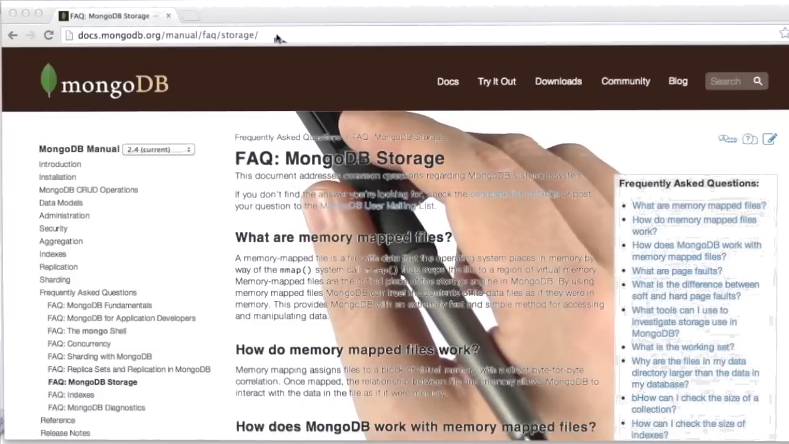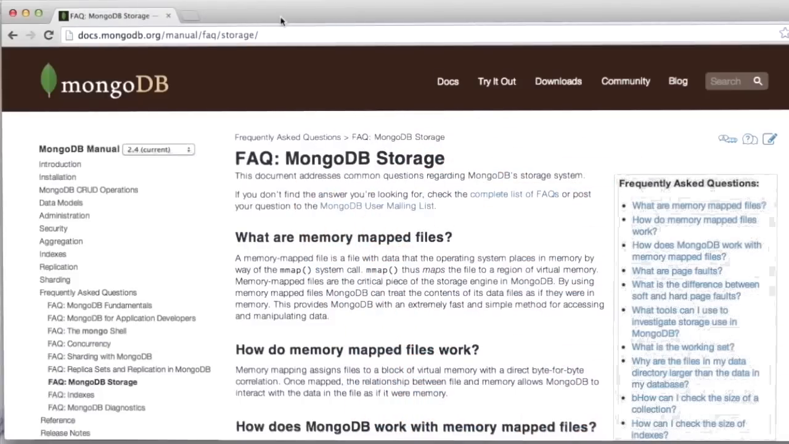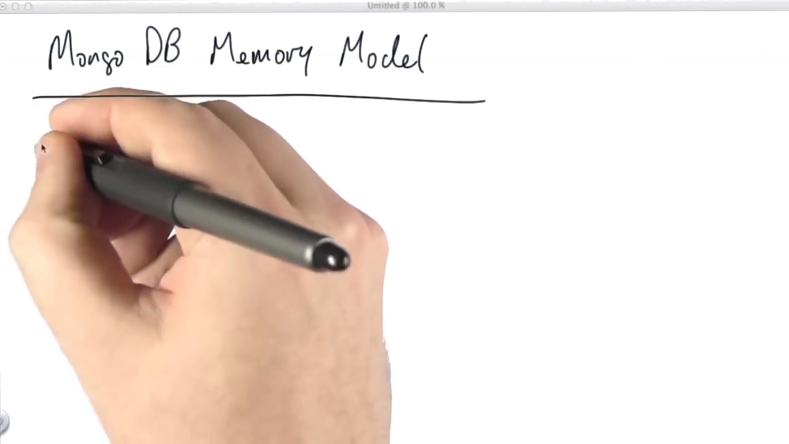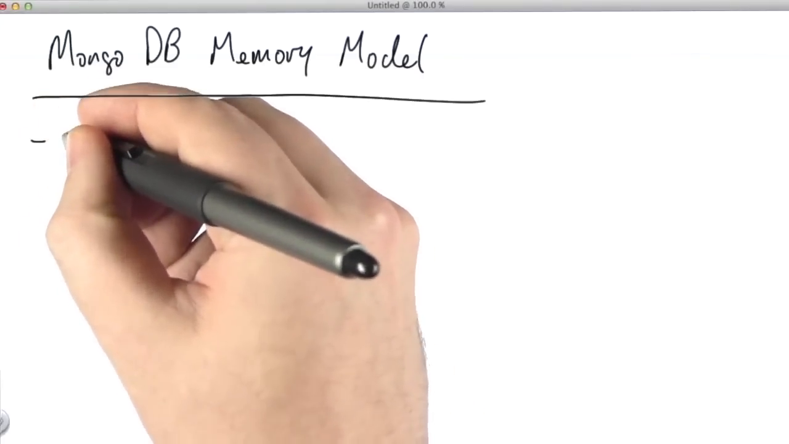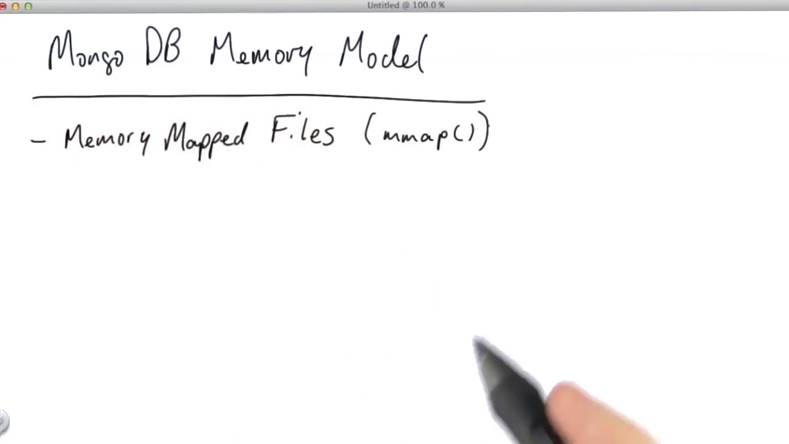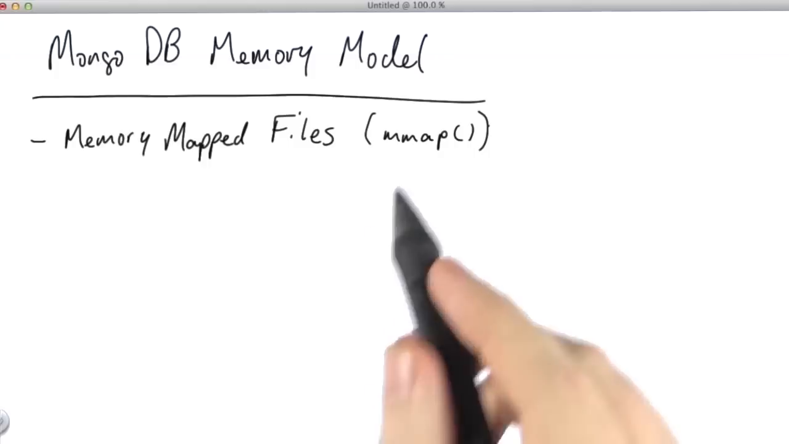which you can find here at this URL under storage. Several of the frequently asked questions and pieces that I'm about to cover are also covered on this page. So feel free to read through that as well if you wish. So the first thing to mention is that MongoDB uses memory mapped files. The memory mapped files are essentially implemented using the mmap system call.